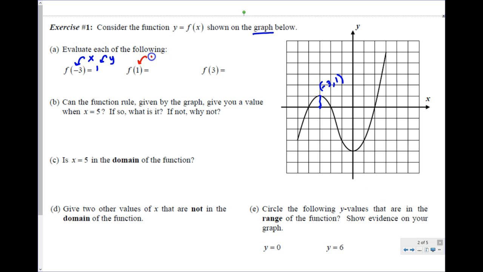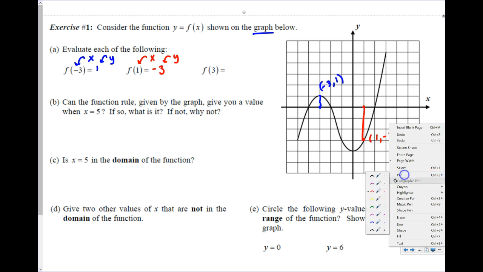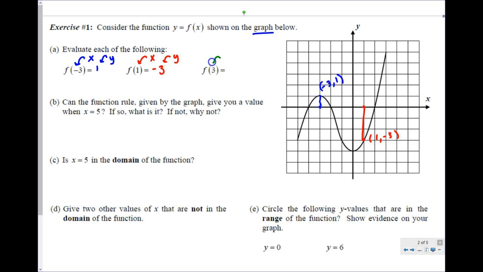F of 1, we're looking for an x value at 1. So here's the x value at 1, and I'm going to find the corresponding y value, which is here at negative 3. So f of 1 is negative 3, and that's the y value. Finally, f of 3, that's your x. So I'm going to find 3 on the x, so 1, 2, 3, and go up to the graph, and that is at 1, 2, 3, 4, 5. So I have a point at 3, 5, so f of 3 is 5, and that is my y value.